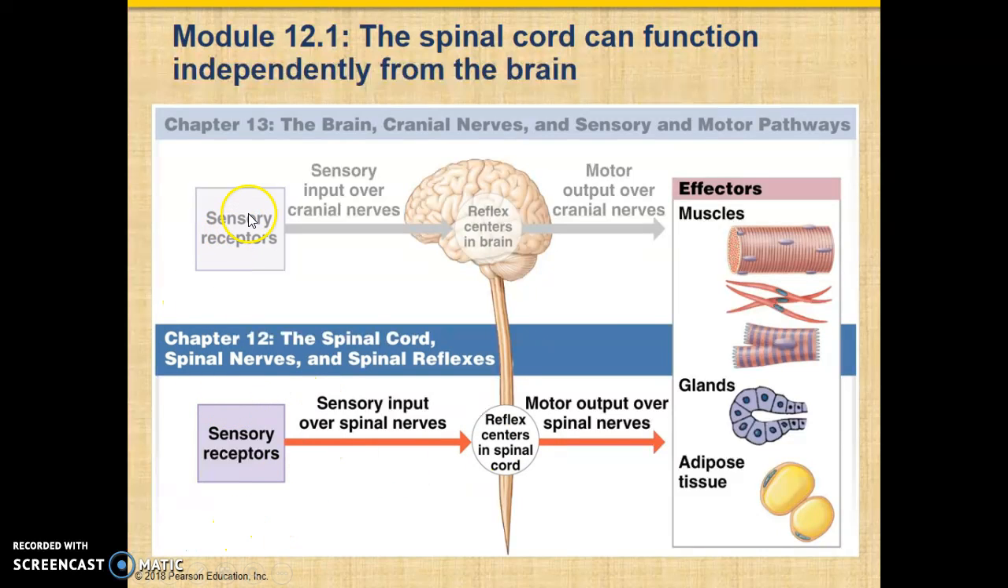Chapter 13 is on the brain, and you can see that both of them have sensory receptors that will bring in sensory input. And in chapter 12, we're dealing just with the spinal cord, and this is where reflex centers lie. And then from the reflex, there would be motor output over spinal nerves. The effectors, as always, are muscles, glands, or adipose tissue.